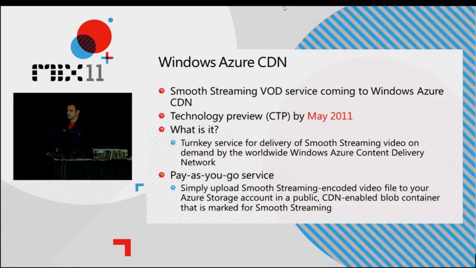What that essentially means is that you're going to be able to take your smooth streaming encoded files, put them in a public CDN-enabled blob, and then have it just work and not have to worry about setting up your own hosting servers or paying another CDN for the same service. And so this is going to be a pay-as-you-go service that's a part of the Windows Azure CDN. Like I said, there's going to be a CTP, a community technical preview, available by May of this year.